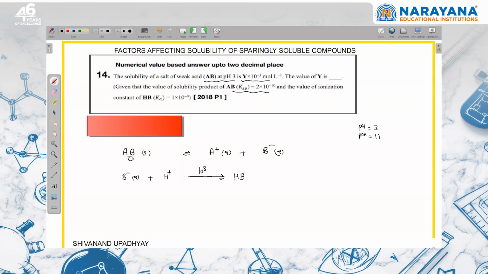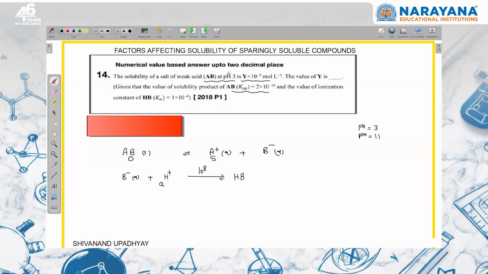So this I can write here. This is S and S. Now suppose initial concentration of H plus is A, and this is going to be the limiting, because this is sparingly soluble, and here pH is given.